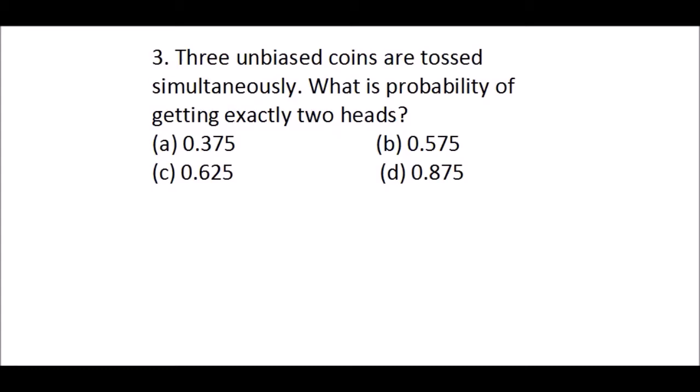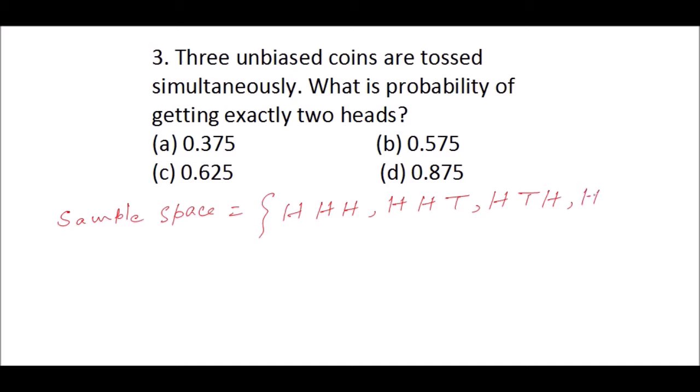Three unbiased coins are tossed simultaneously. What is the probability of getting exactly 2 heads? So first find the sample space. What are the possible cases? Head, head, head, then head, head, tail, then head, tail, head, then head, tail, tail, then tail, head, head, then tail, head, tail, tail, tail, head, and tail, tail, tail.